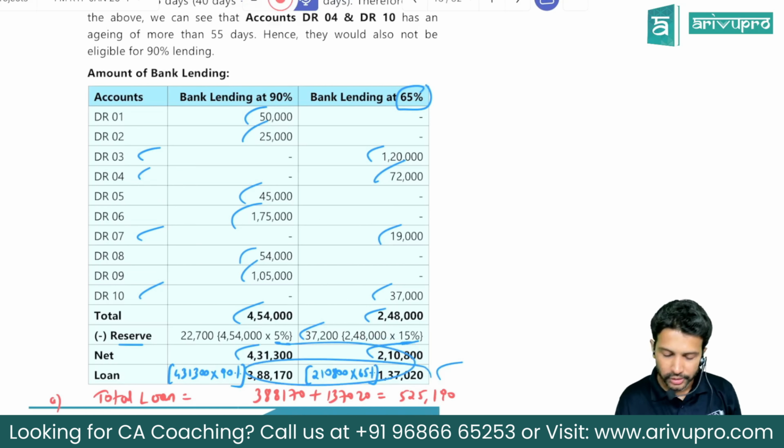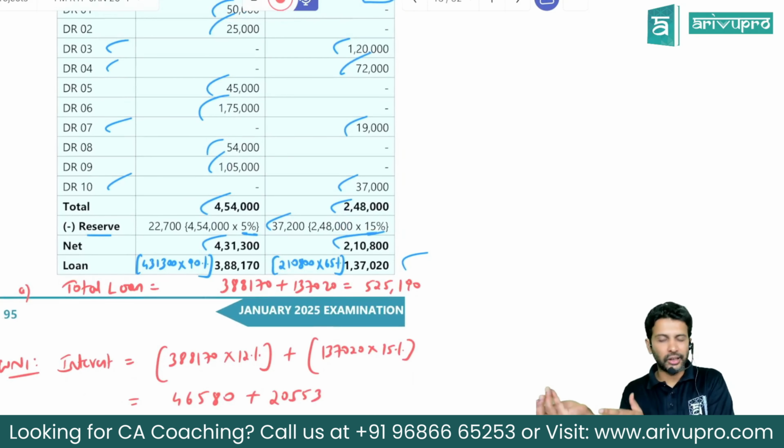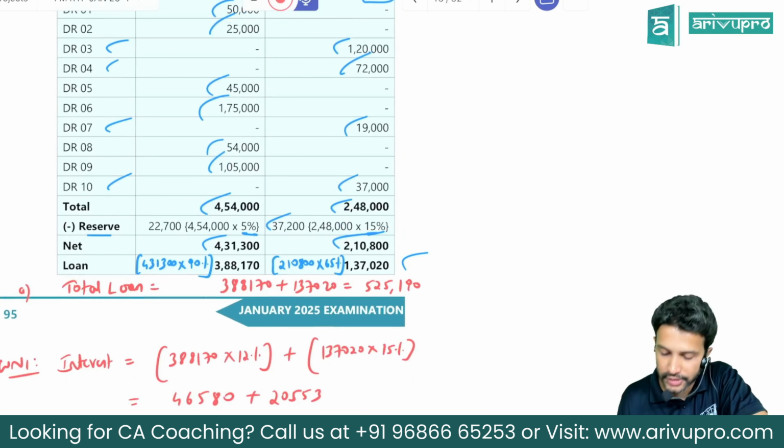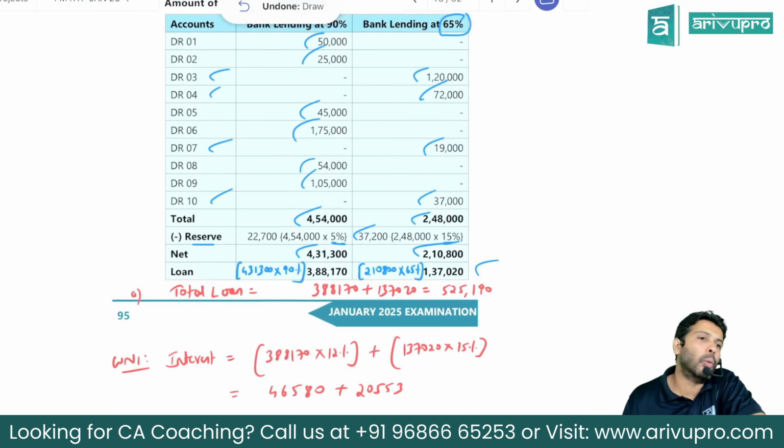What are these both? This is the amount of loan given by the bank. So what is the total loan? They have put the next solution in the next page. I have written here only for your reference. Add these two, you will get the total loan amount how much? 5,25,190. Correct? That's the first requirement of the question.